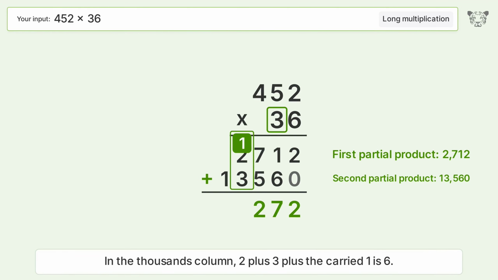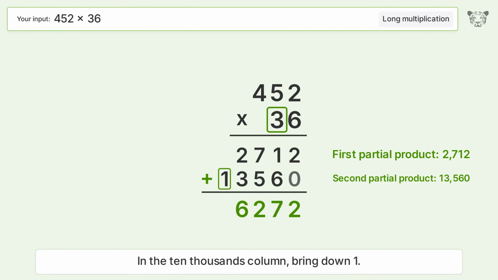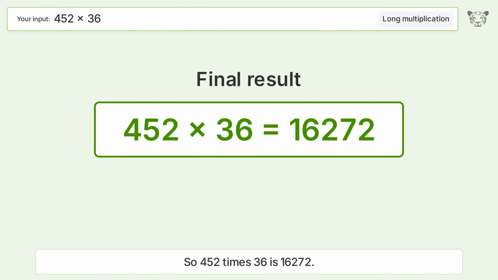In the thousands column, 2 plus 3 plus the carried 1 is 6. In the 10,000s column, bring down 1. The product of the whole numbers is 16,272. So 452 times 36 is 16,272.